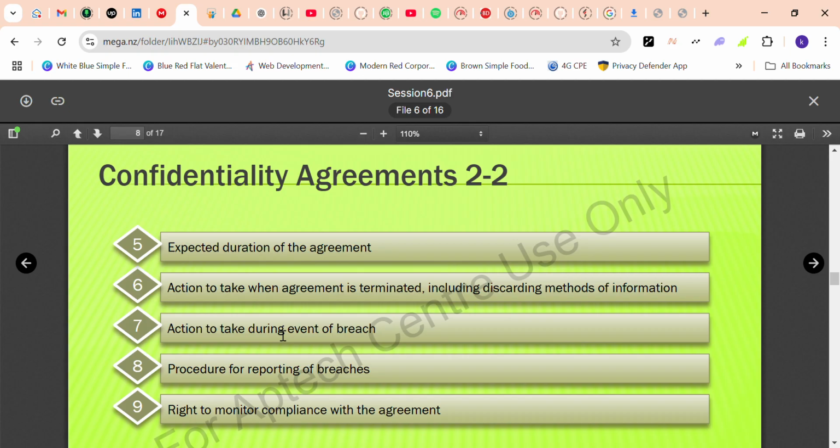With this one, we are talking about third parties or staff that work with us and are leaving. And then the action to take in the event of a breach, what is to be done, and the procedure for reporting a breach. How do we report if there is any breach? And then the right to monitor compliance with the agreement. Based on the agreement being signed, you have to put in the right to monitor every action you are taking. If you are not complying, proper action has to be taken.